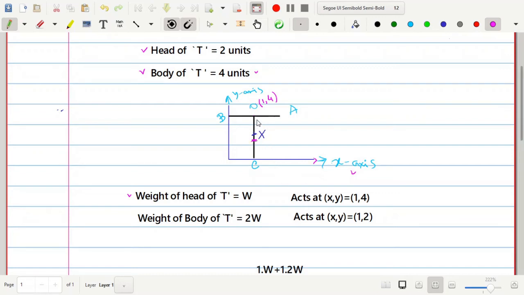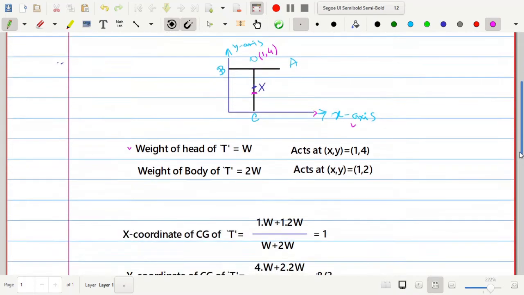So what is the coordinate of this? The weight of the head acts at O, which is 1, 4, and the weight of the body of T acts at the midpoint of OC. The X coordinate will always be 1, and the Y coordinate is half of this length, which is 2. So this acts there.